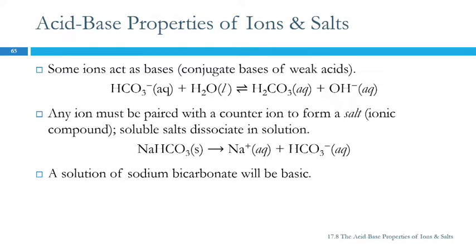Look at acid-base properties of ions and salts. And when we say salt, we just mean ionic compound. Some ions can act as bases because they are conjugate bases of weak acids. So we saw HCO3- in that list of weak bases. When it acts as a base, accepting a hydrogen ion, it becomes H2CO3, carbonic acid, which is a weak acid. H2CO3 and HCO3- are a conjugate acid-base pair.